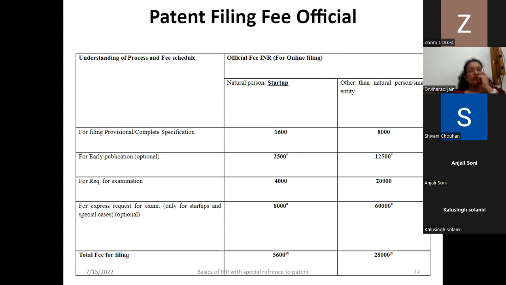Then this is the fee structure. For educational institutes, the government has decreased the fees to 1600; previously it was 8000. Now any government or educational institute applies at this 1600 fee. And the early publication fee is 2500, and 4000 is for early publication. So the total fee for filing is 5600 if an individual, startup or academic institution is applying. And for other than a natural person, such as commercial companies applying, the fee is 20,000.